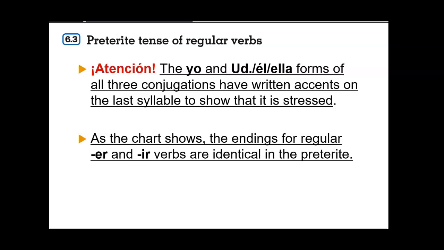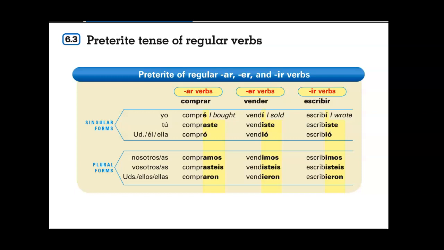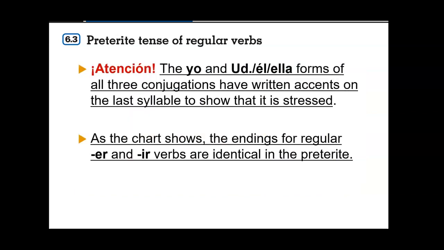Next, you see the yo and usted, él, ella forms of all three conjugations have written accents on the last syllable to show that it is stressed. If we go back to the chart, notice that the yo, usted, él, ella forms on all of these are accented. It's a little more stressed. As the chart shows, the endings of regular ER and IR verbs are identical in the preterite. Like I said before, ER and IR verb endings are the same.